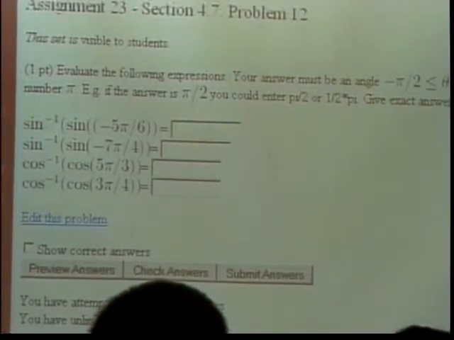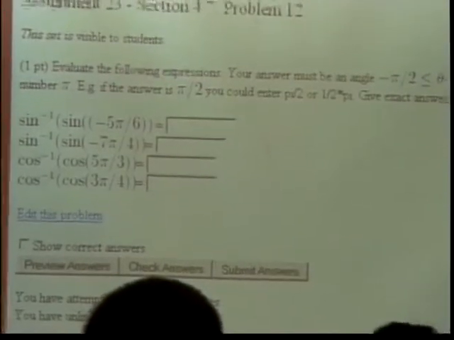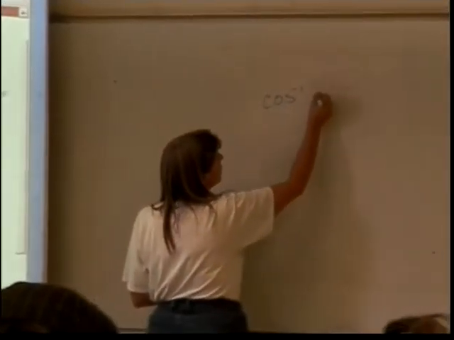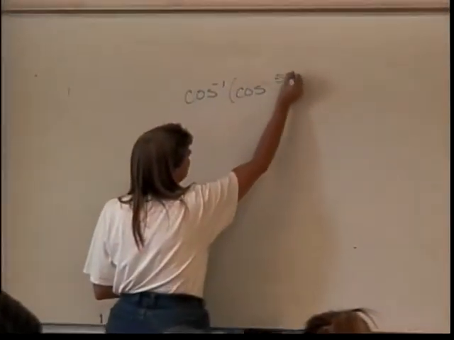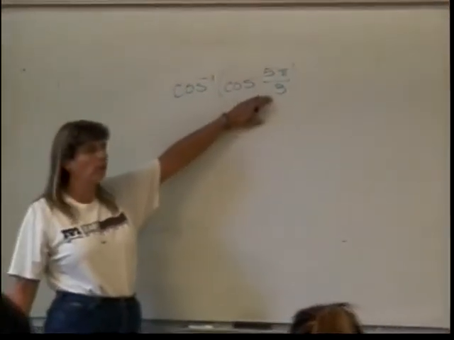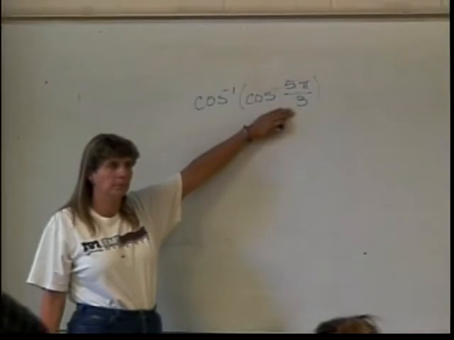All right, so we have the cosine inverse of the cosine of 5 pi over 3. Cosine inverse of the cosine of 5 pi over 3. Well, let's just start right here. What's the cosine of 5 pi over 3?